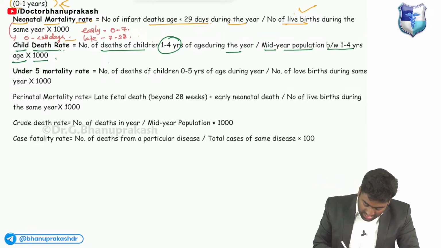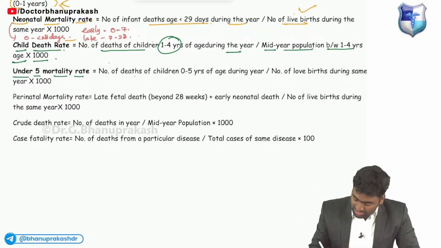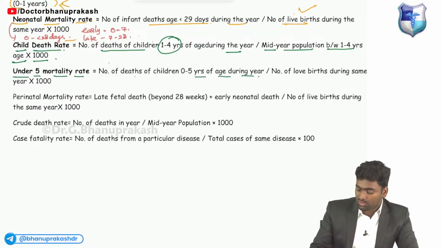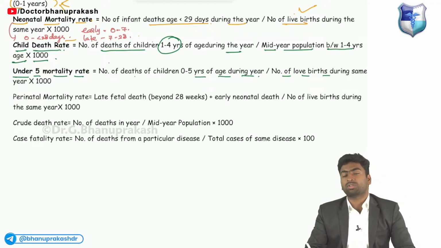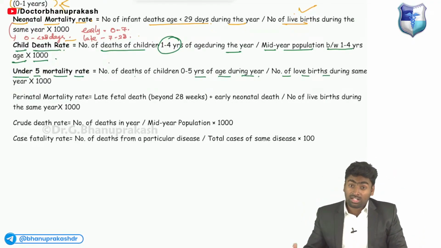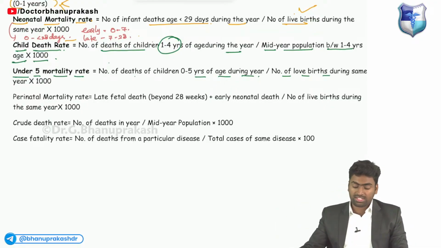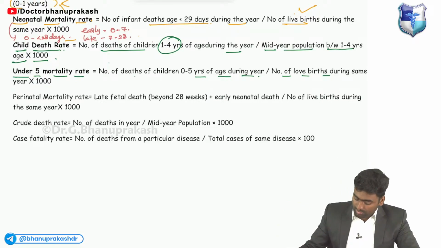Fine. Then the under 5 mortality rate. Under 5 means within 5 years, how many children have died during this year, per number of live births. So we will measure how much they survive from neonates till 1 year, until under 5, and how many children usually survive. So we'll check it. The mid-year is calculated from the 1st July.